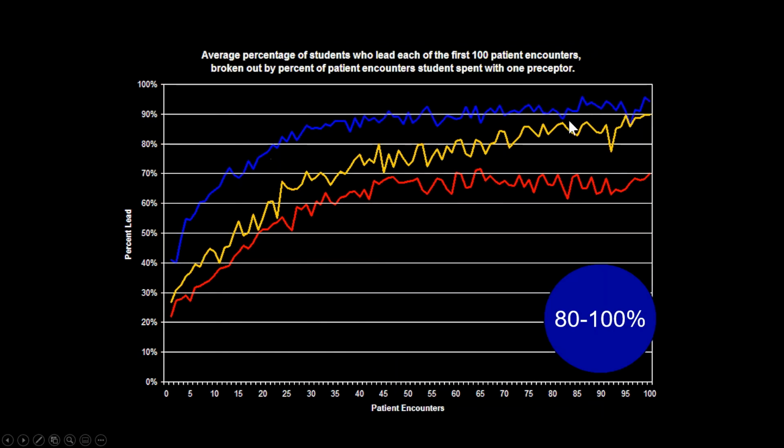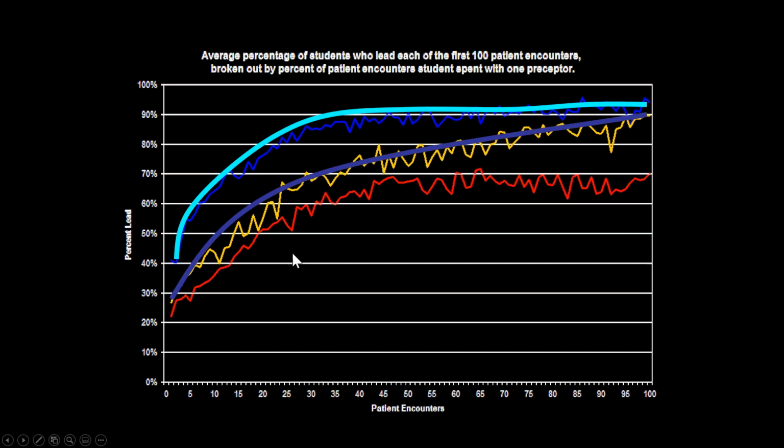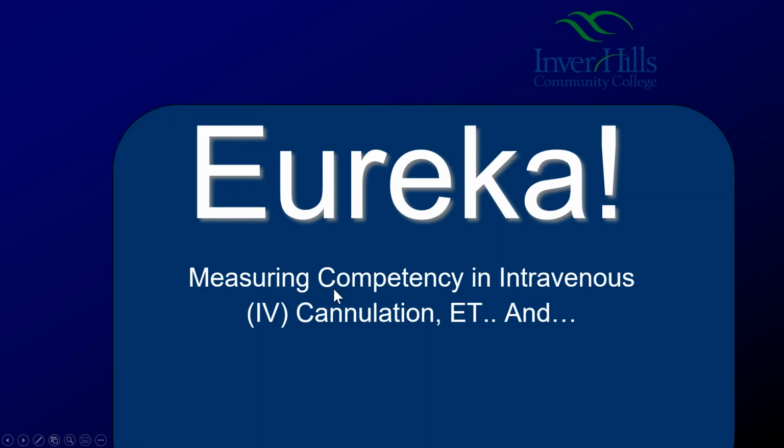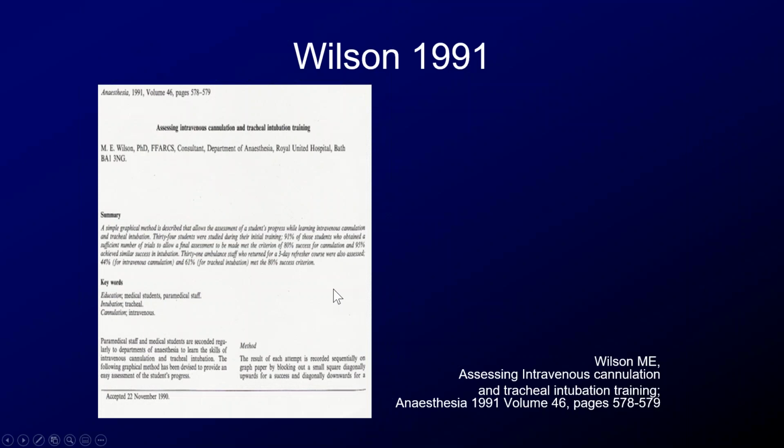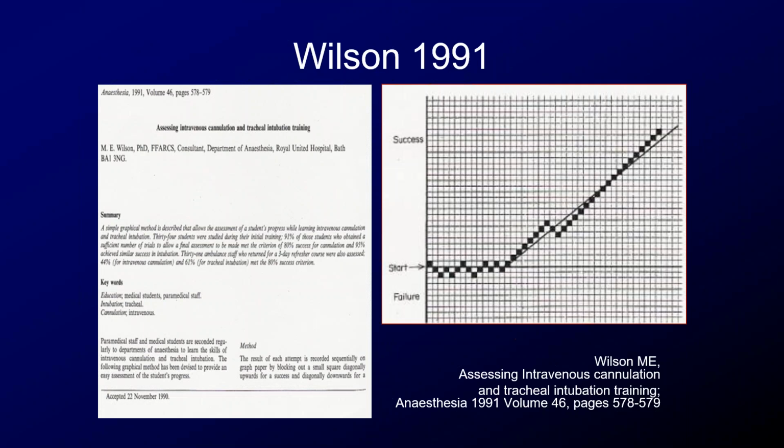And if you do 80 to 100% of your time with one preceptor, look at the acceleration of this curve and how quickly people get to 70% of the calls they're going to start to lead. So within 10 to 15 calls, they're actually being placed in charge of patient care. So I feel pretty confident that recommending we try to limit the number of preceptors is a good idea. And if you aren't familiar with Eureka Graphs, there's a great study from Wilson in 1991.